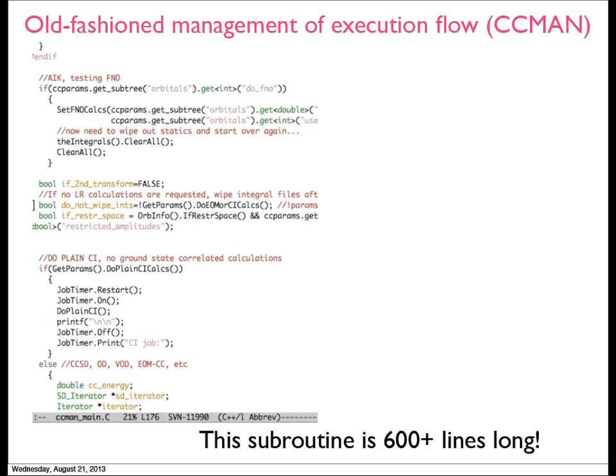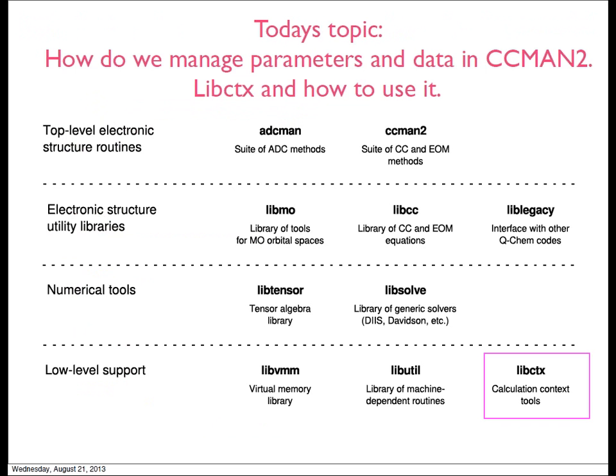So this file called CCMAN main, a top-level subroutine controlling coupled cluster codes, has 600 lines, which is not good. That's not a good style and not convenient and not safe, of course, and it's also very painful to add a new method or to even make sure that it's executed correctly. So today we will talk about a new way to manage that and how it's done in CCMAN 2, which uses a completely different approach.